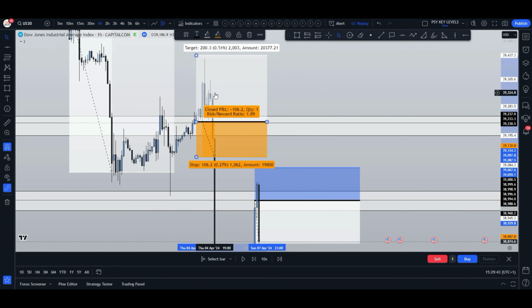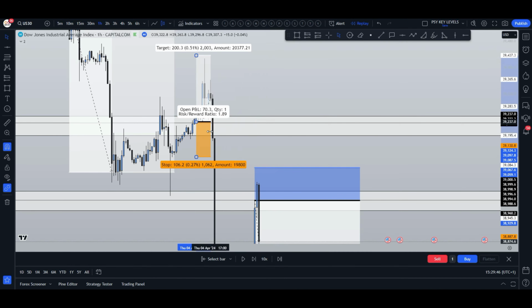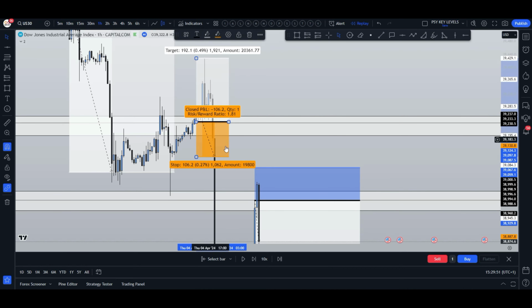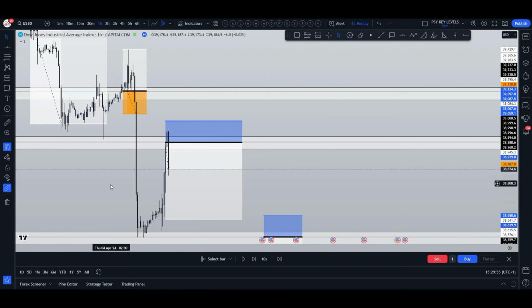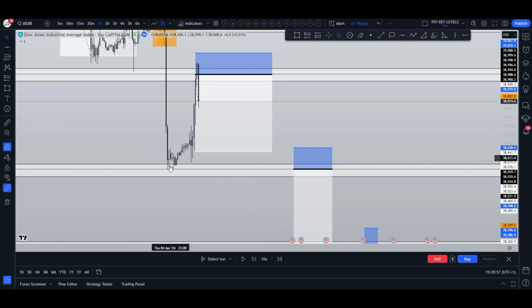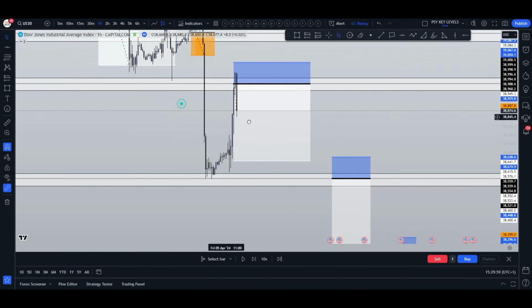But obviously things don't go. It did run into a little bit of profit, like up to here, maybe a 1 to 1.8. But we're looking for 1 to 5, so we'd rather take a loss. Price obviously hits our loss. Price comes back down. We don't buy off support. We don't sell off resistance.